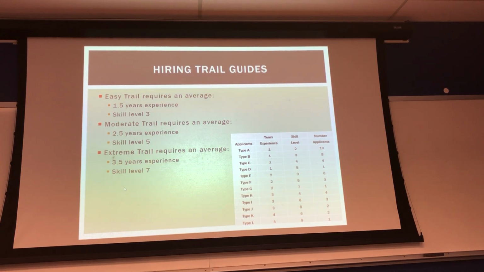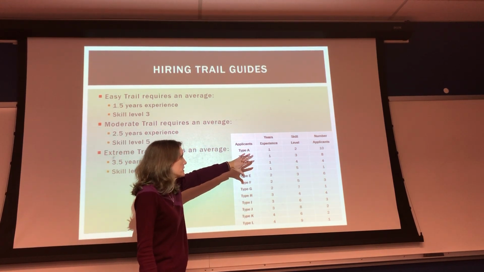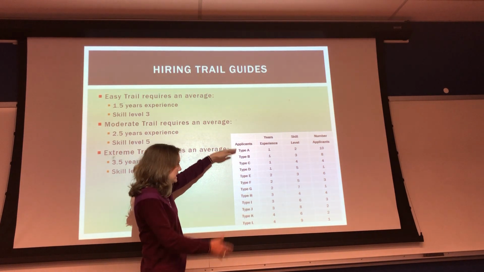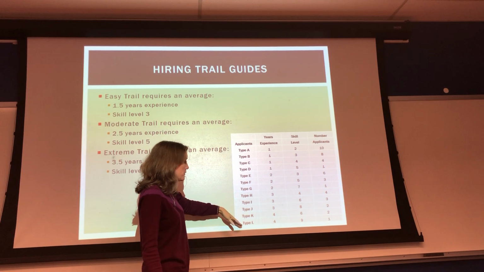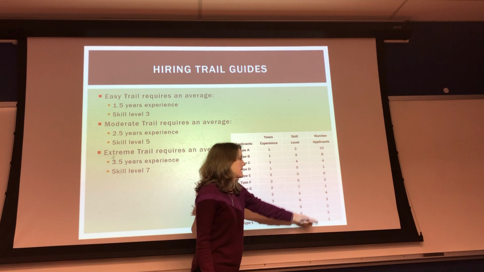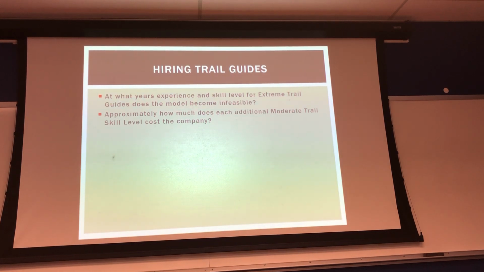The 45 applicants came in with different levels of years of experience and skill, and different quantities of each of these groups. So we laid it out in these categories, these types A through L, of what their experience and skill are, and this is how many applicants came in of each of those types. We're going to need that information, and it's going to be on the worksheet. As soon as we solve it to figure out how many people from each type we hire for each trail, when we're done with that, then we're going to do a little bit of what-if analysis.